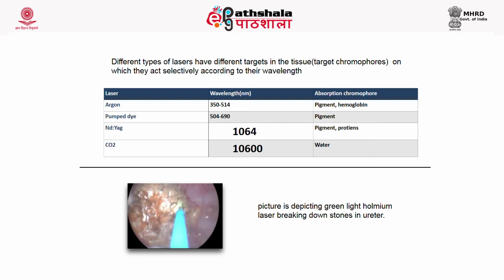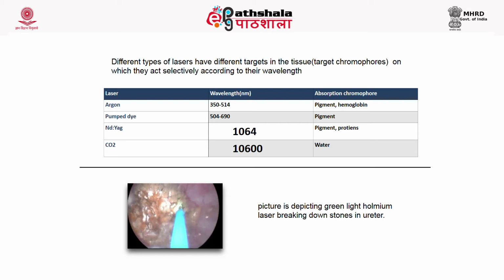Starting from argon, the absorption chromophore. Absorption chromophore means the component of the tissue that selectively absorbs these rays. So it is pigment in hemoglobin for argon. For example, for Nd:YAG, it is again pigment and proteins. For carbon dioxide it is water, and because water is present in all of the tissues, carbon dioxide is a non-selective laser.